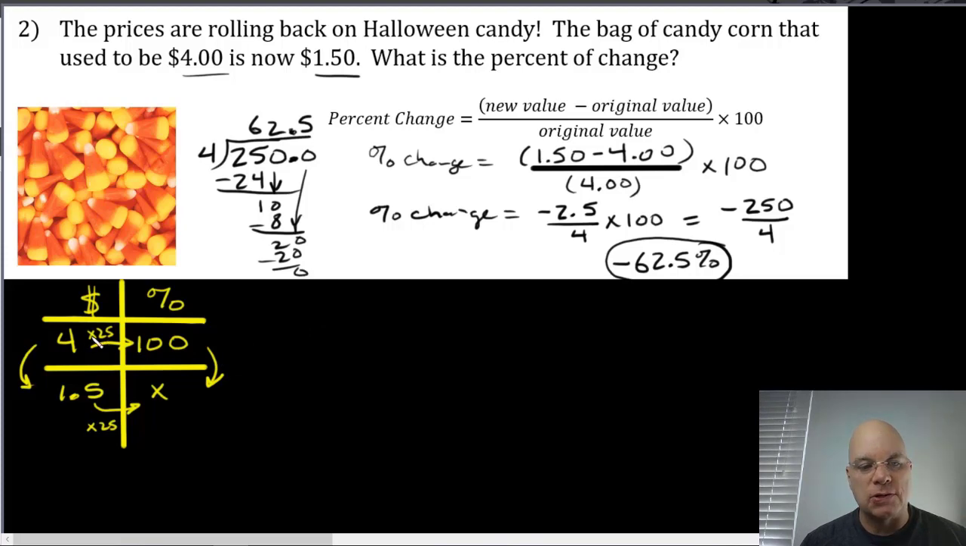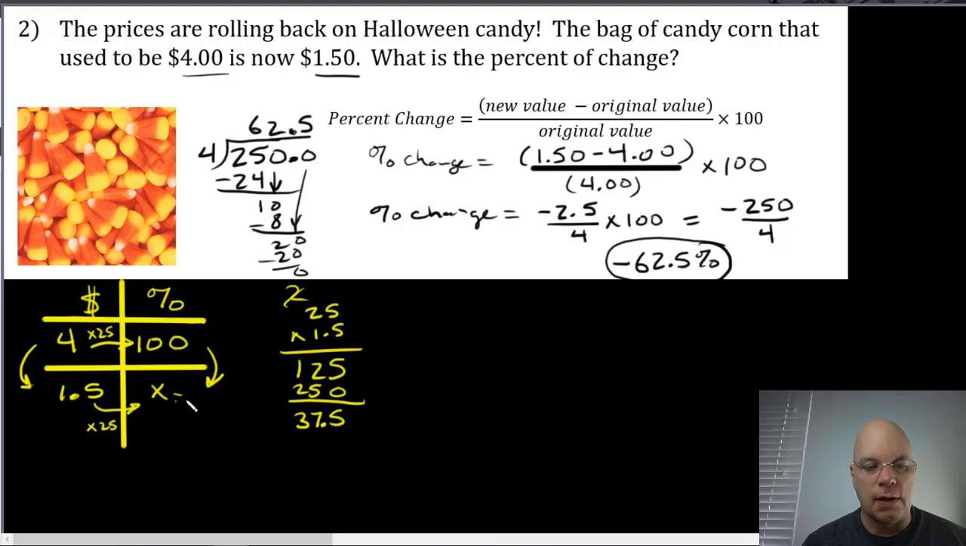Since we identified this scale factor of 25, I can just do 25 multiplied by 1.5. 5 times 5 is 25. Carry the 2. 2 5s is 10 and 1 is 11. I'll start with a 0 because now I'm multiplying by 10. 5 multiplied by 1 is 5. 2 multiplied by 1 is 2. So I get 375 here, but I have to remember I was multiplying wholes by tenths, so that should give me tenths. So x is 37.5.